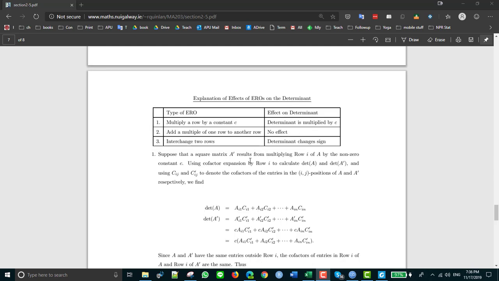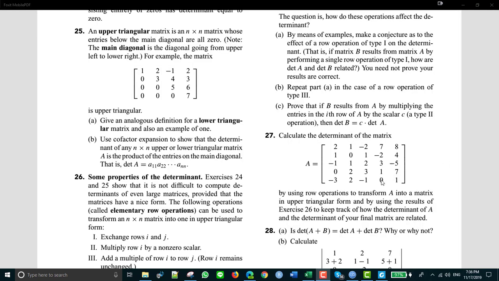So you can go through the proofs of these three, but we'll just take it as fact that the determinant is multiplied by C when you multiply a row by a constant C. If you just add a multiple of one row to another row, nothing happens to the determinant. And if you interchange two rows, the determinant changes sign.